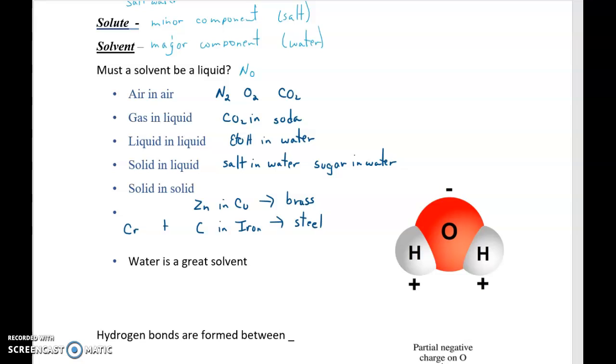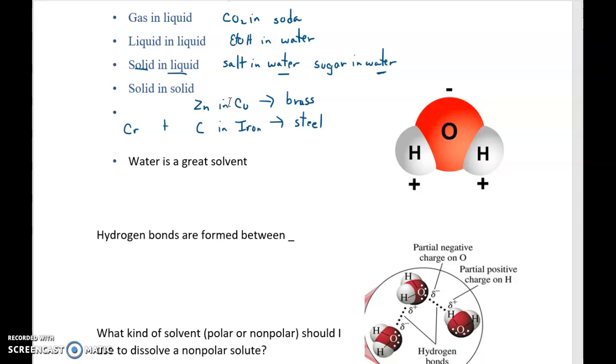Okay, so I mentioned solid and liquid, and in both cases I gave water as the example. Water is a super good solvent, and the reason it's such a good solvent is that it has kind of a negative part and then it has positive parts. We call this characteristic being polar. We've talked about polar molecules before. It's polar because its electrons are distributed unevenly.